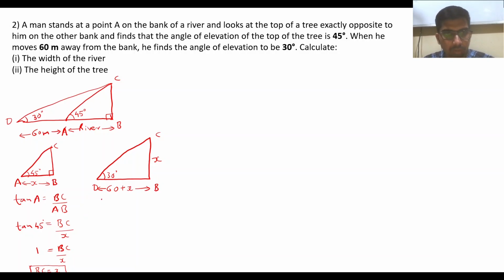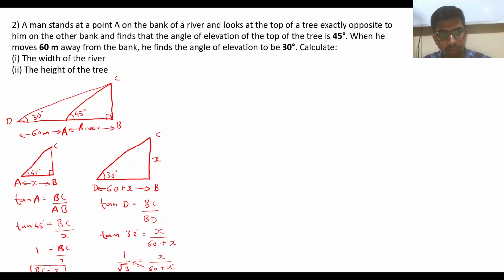Again apply tan formula. Now इसमें होगा tan D. Tan D is how much? Opposite BC upon adjacent is how much? BD. Tan की value है 30. Tan 30. BC is x and BD is 60 plus x. Tan 30 is 1 upon root 3. ठीक है. Tan 30 is 1 by root 3. Is x upon 60 plus x. ठीक है. अभी अपन करेंगे cross multiply.